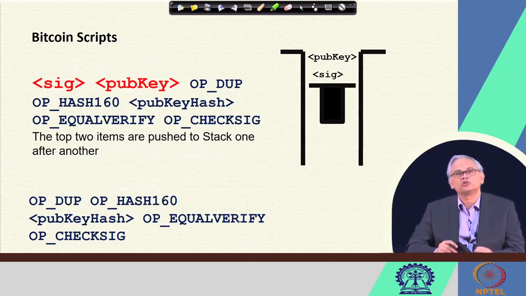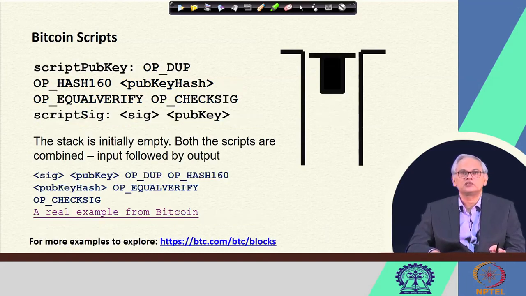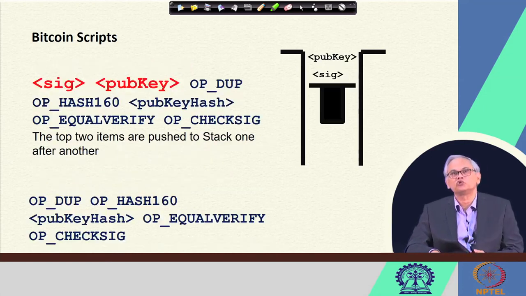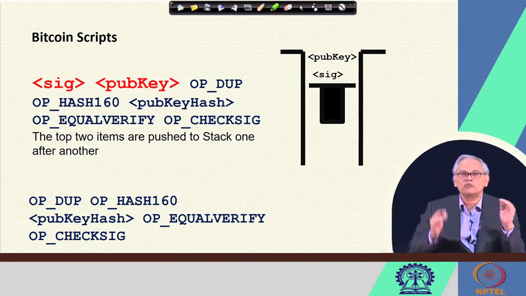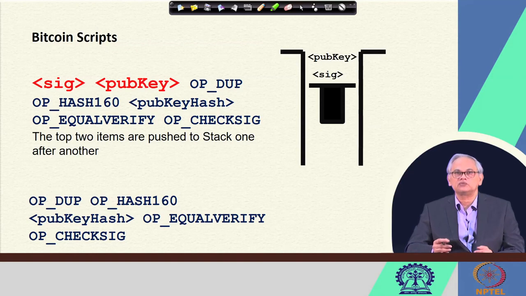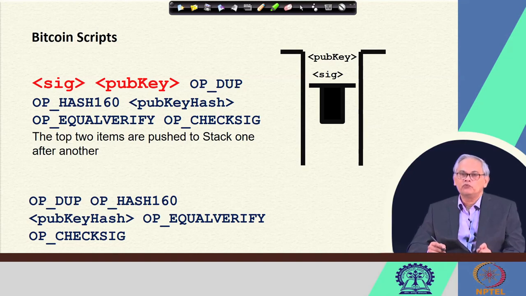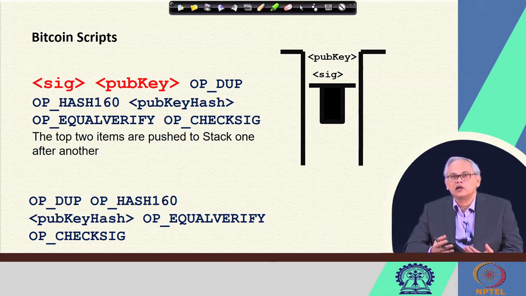So, first we push sig to the stack, then in the next step we push pub key to the stack, and you see that sig was the first item, then pub key. So, these have been pushed one after another, and whatever we have in angular brackets are constants which have been added. Then we have the first operation, OP_DUP. OP_DUP, as I said, is a keyword in the scripting language, and it will be duplicating the top of the stack.